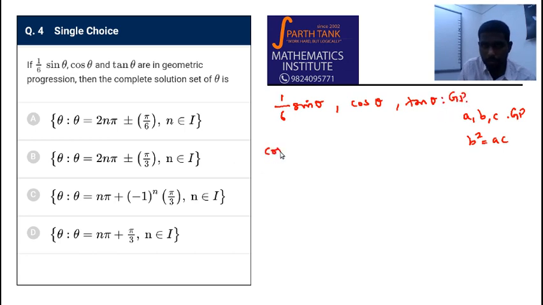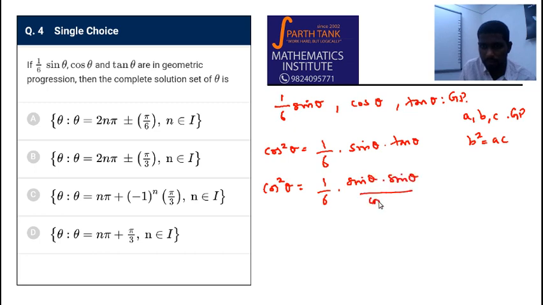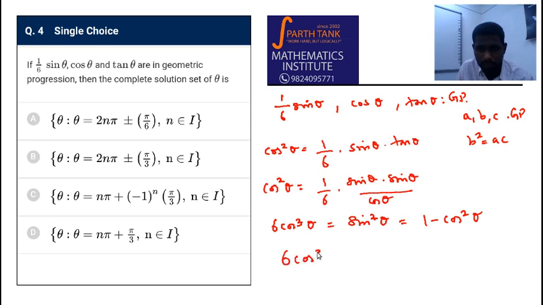Therefore, cos squared theta should be 1 by 6 of sin theta into tan theta. Now if I simplify this a little bit, this is sin theta into sin theta upon cos theta, and take 6 cos theta to the other side, I get 6 cos cube theta is sin squared theta. Now to make the solution simple, let's convert sin squared to cos squared. This is nothing but 1 minus cos squared theta, right? So the cubic equation we are left with is 6 cos cube theta plus cos squared theta minus 1 is 0.